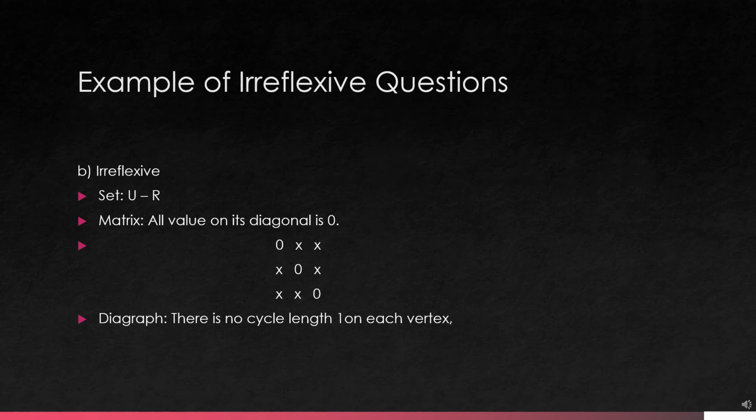Next, I'm going to give an example for the irreflexive question. Irreflexive: for the matrix, all values on its diagonal are 0. Before this, for reflexive all diagonals are 1, and here everything must be 0. That is what irreflexive is. It's similar to reflexive, but here everything has to be 0. Next is the digraph. There is no cycle of length 1 on any vertex.